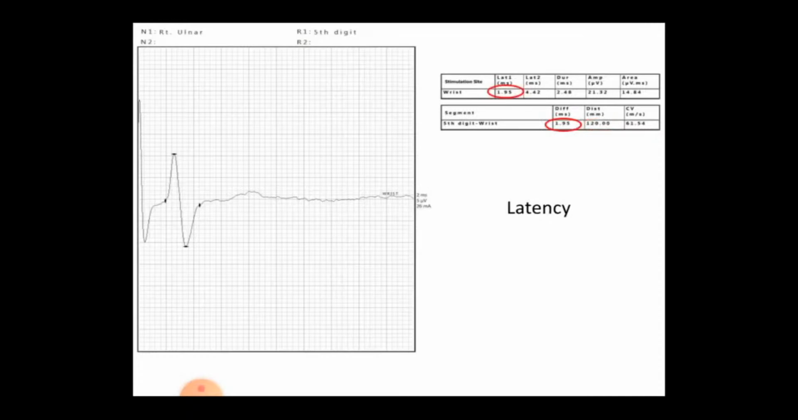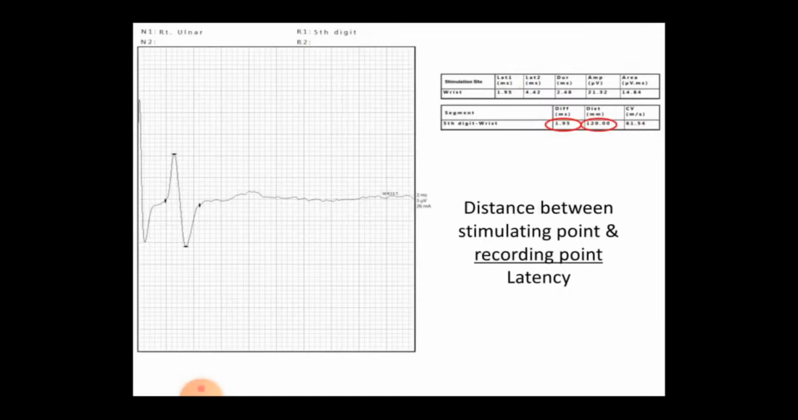Latency is already there, so that is 1.95. Now we have the formula for the calculation of sensory nerve conduction velocity. That is the distance between the stimulating point and recording point divided by latency. Let us put the values: 120 divided by 1.96. The answer is 61.54. So that is the calculated SNCV, the sensory nerve conduction velocity.